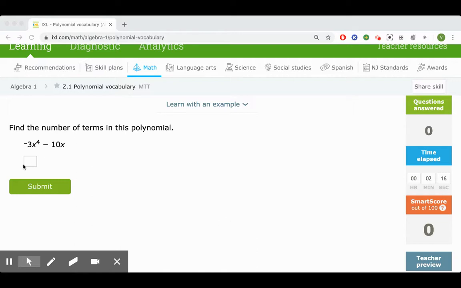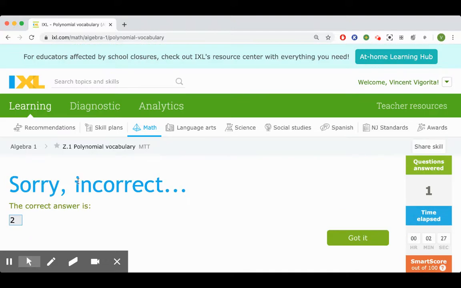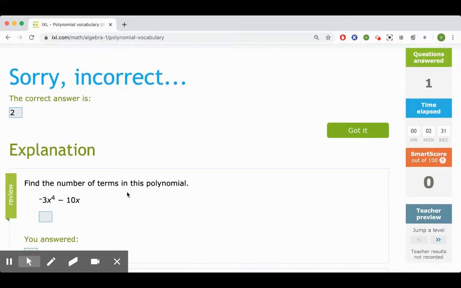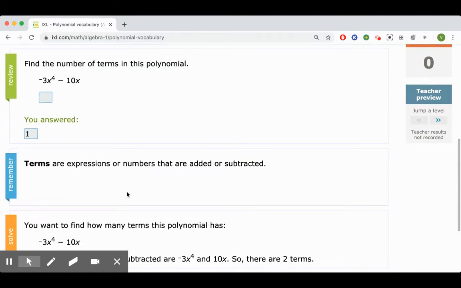And as usual, I'll get the first one wrong. Find a number of terms in this polynomial. Okay, I'm going to say 1. I'm just showing you what to do if you get it wrong, okay? So you got to read it. But parts you can skip. Skip the explanation, that's just showing the problem you got wrong.